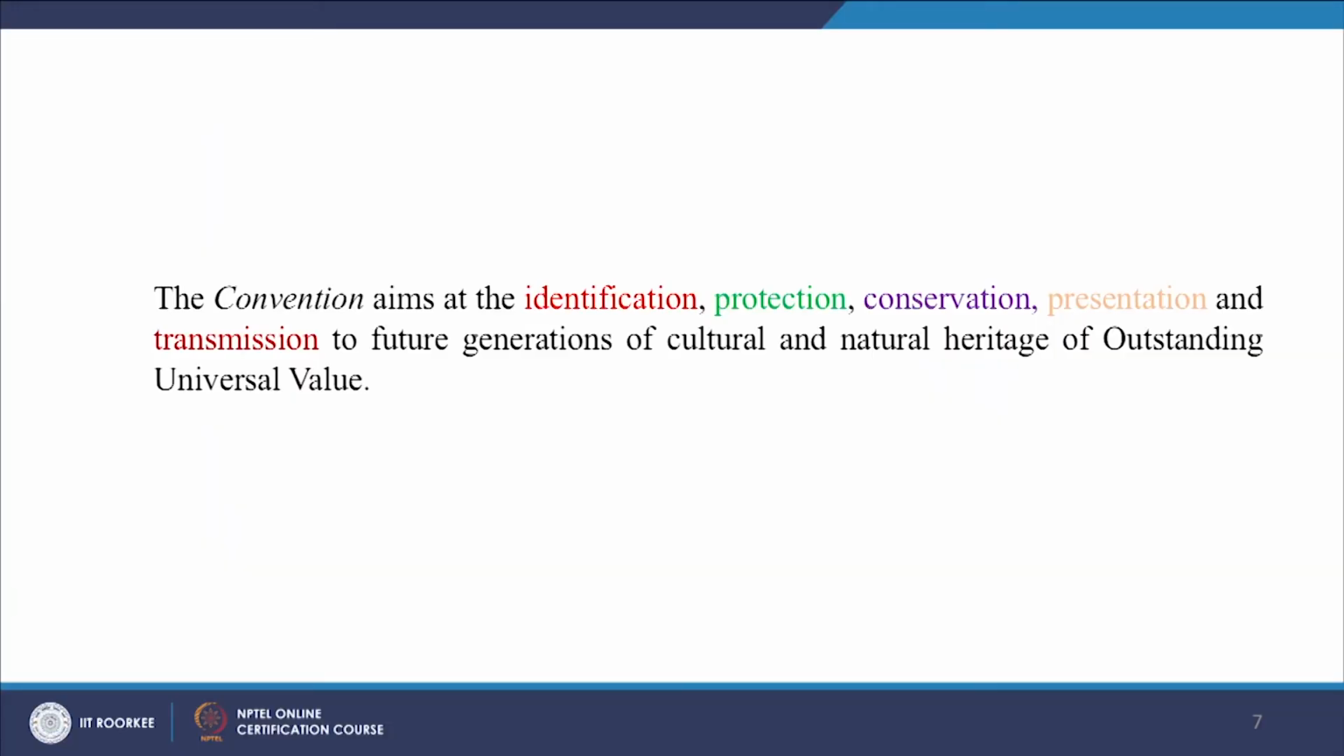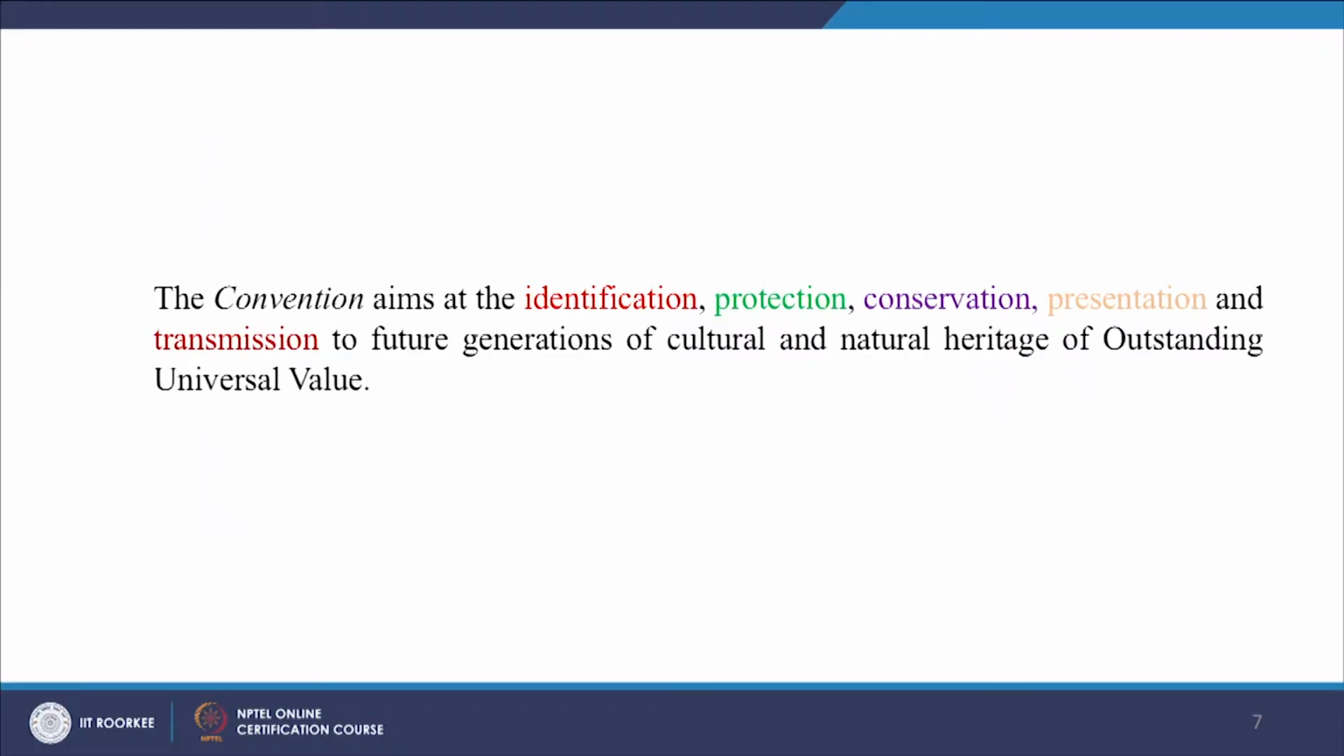This World Heritage Convention aims mainly at the identification of heritage, because if you look at the present situation, many of these heritage contexts have not even been identified. Some of them are located in remote areas, or sometimes below the earth, so they are not even discovered. This means we need to identify them, and once they are identified, we need to protect them. That is where the preservation aspect comes in, so that the rich evidence is not lost.